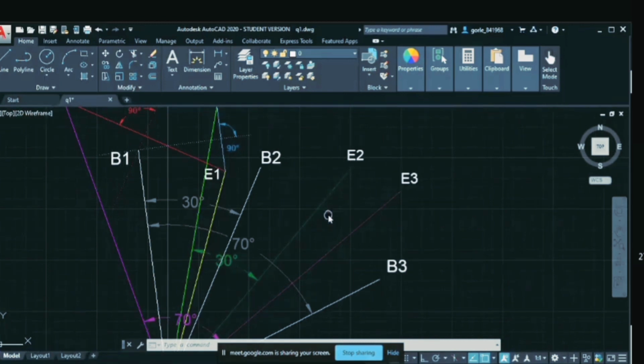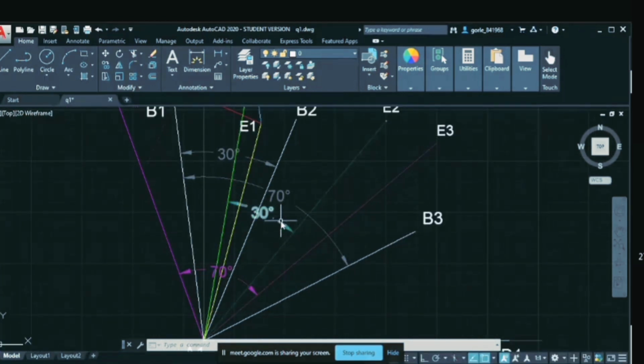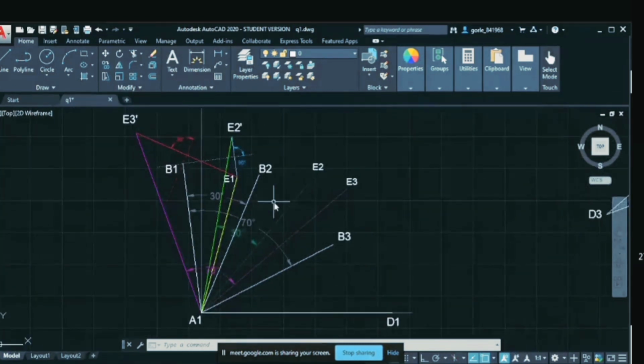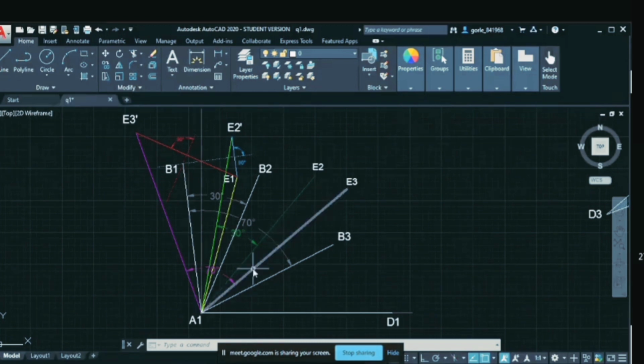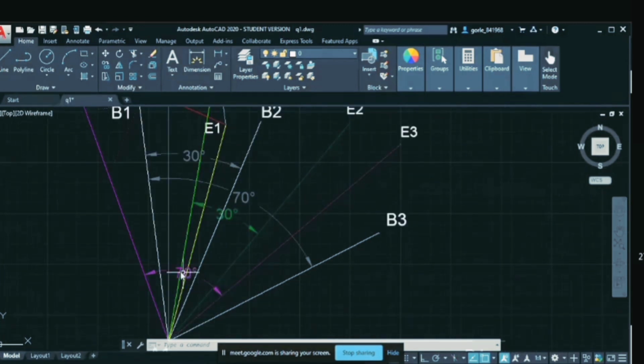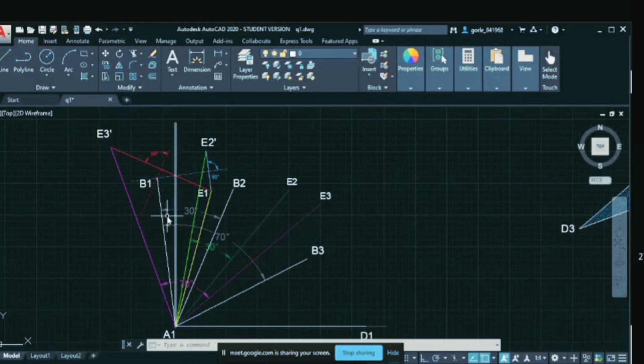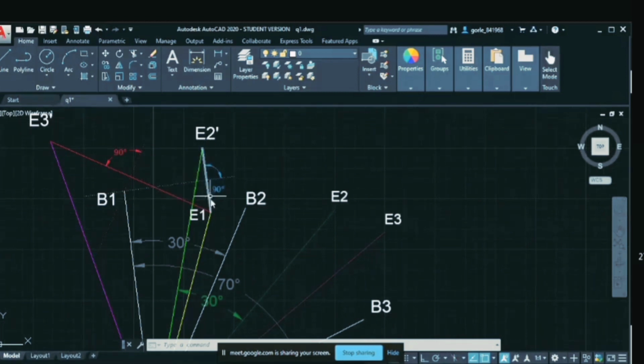A1E2 is colored in green, rotated at an angle of 30 degrees, which gives A1E2 dash. And next, we need to rotate A1E3, which is in pink color, at an angle of 70 degrees to give A1E3 dash. Next, we need to draw mid normals of these two new lines which are made: the mid normals of the lines joining E2 dash and E1, E3 dash and E1.